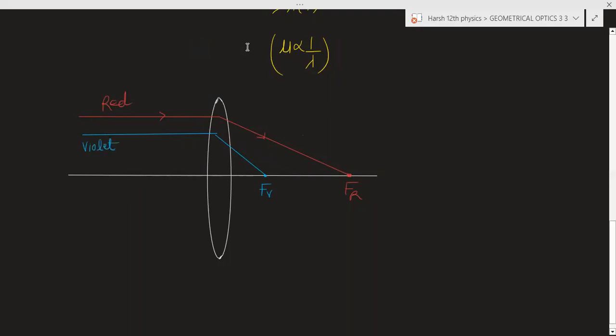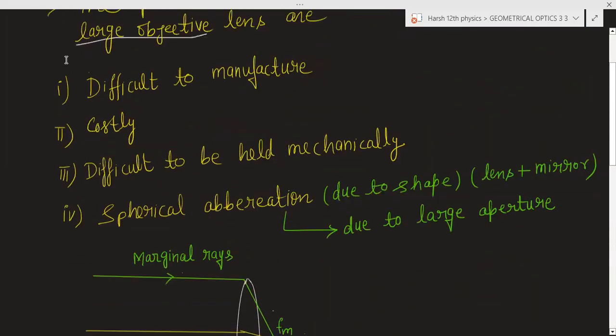So basically, in different colors the refraction takes place differently, so the colors get separated out. We will get different colored images, not a proper image, and that is not good. So this is the problem with chromatic aberration. You can now write this down.